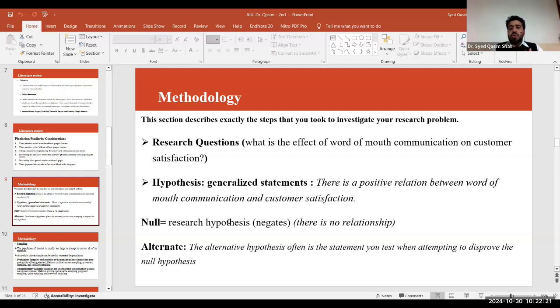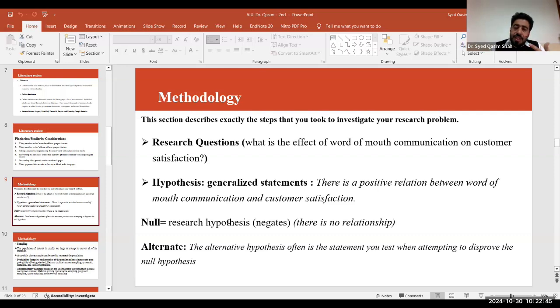So the first step is you come up with your research question. Let's say we have just a simple statement of a question: what is the effect of word of mouth communication, that is, how people talk about different things, if they have a certain experience, what they talk about, and how this word of mouth affects customer satisfaction?